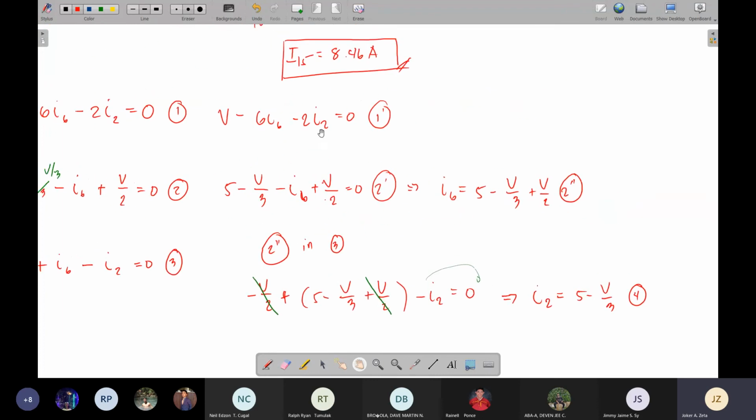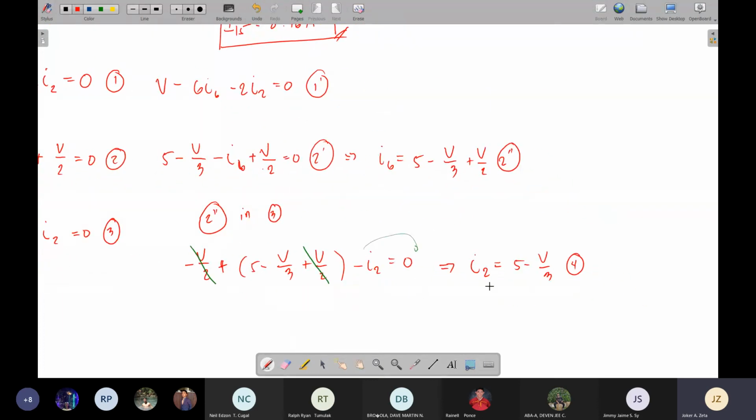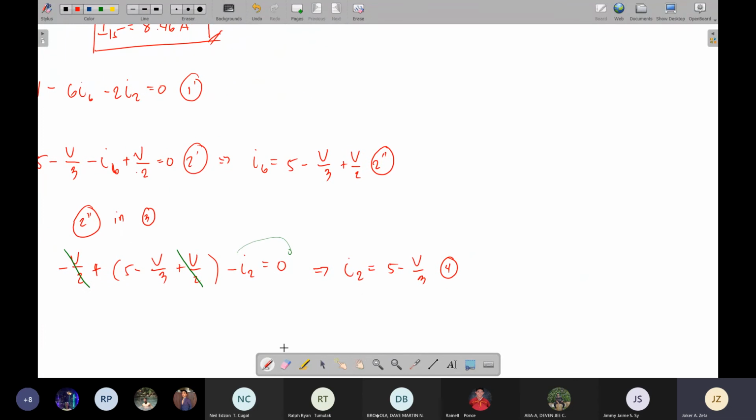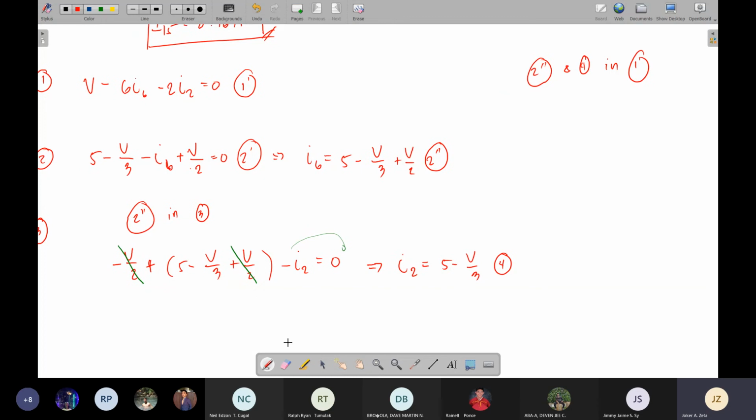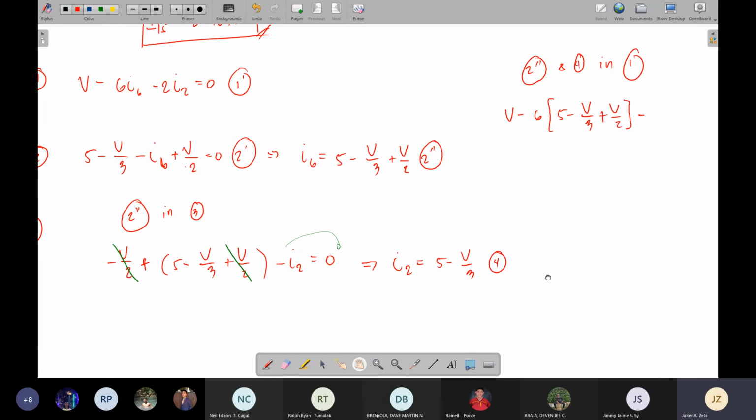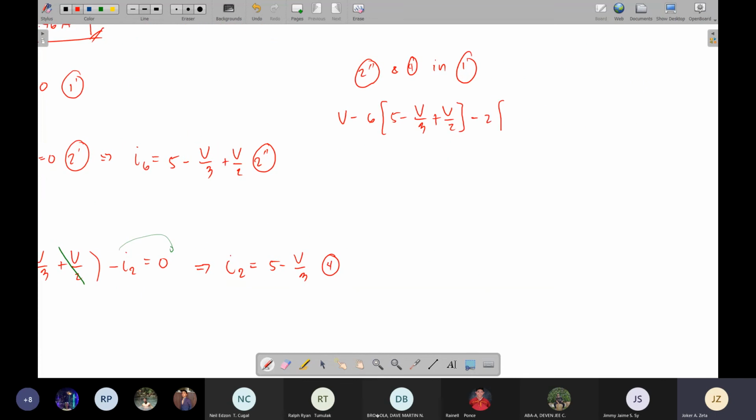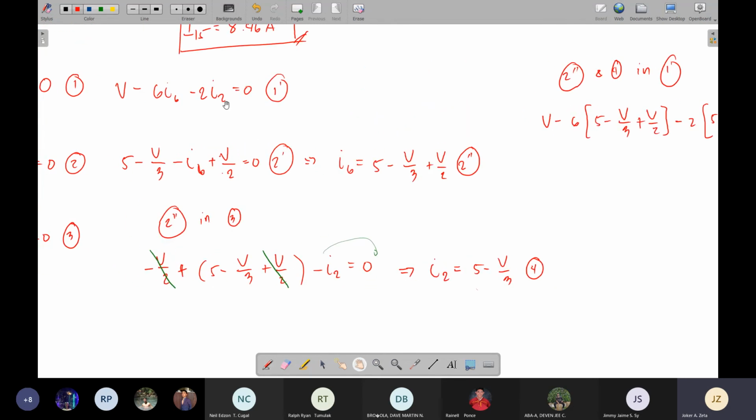Okay? And then, kanina man lang mo yung nahibilin. So, let's substitute equation 2 double prime and equation 4 in equation 1 prime. So, you will have V minus 6. Ang I6 na to is, you have 5 minus V over 3 plus V over 2. Then, minus 2I2. So, 2I2, you will have 2 times dara atong I2. So, 5 minus V over 3. Okay? Then, equate to 0.